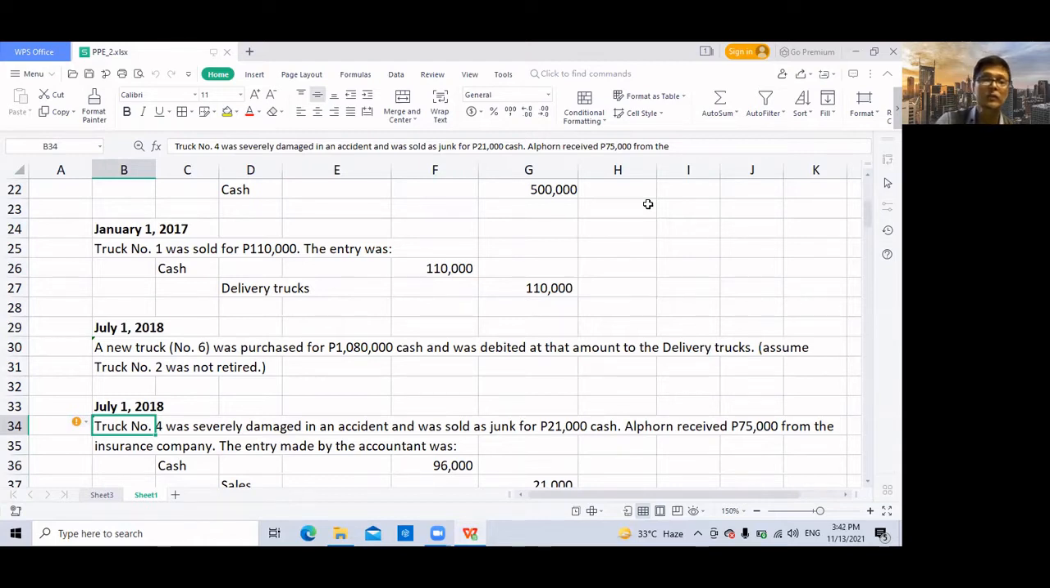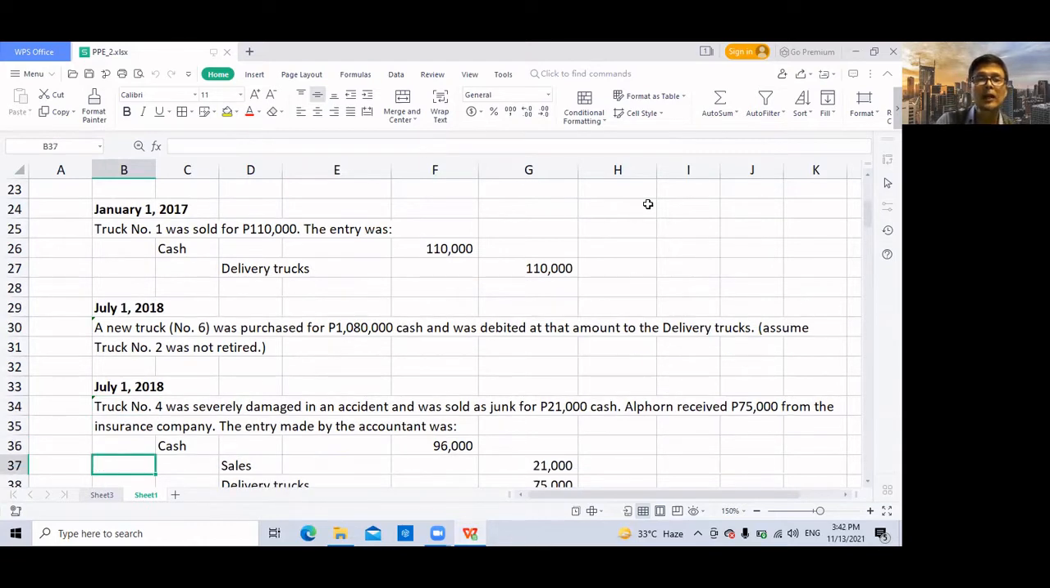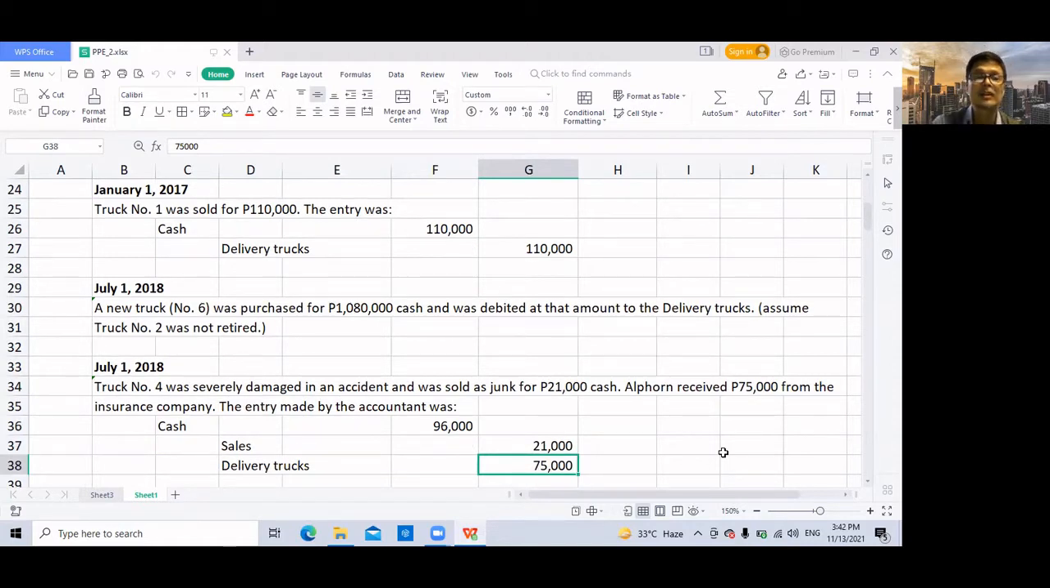Alfred received 75,000 from the insurance company. The entry made by the accountant was debit cash for 96,000. He added the 75 and the 21,000, so that would amount to 96,000. What he did was credit sales for 21,000 and credit delivery truck. So he removed 75,000 from the account. Now, again, is that really the proper entry?